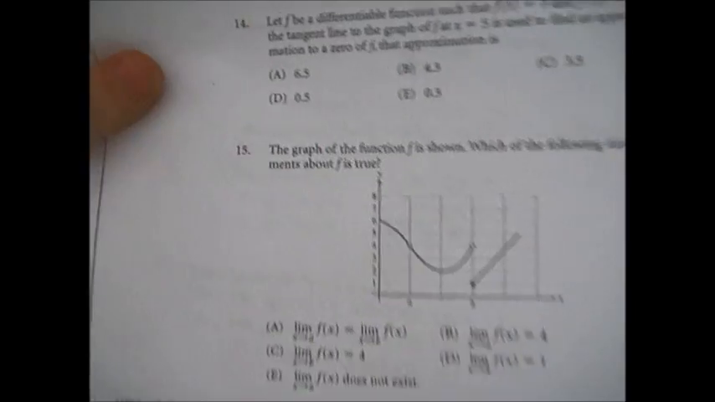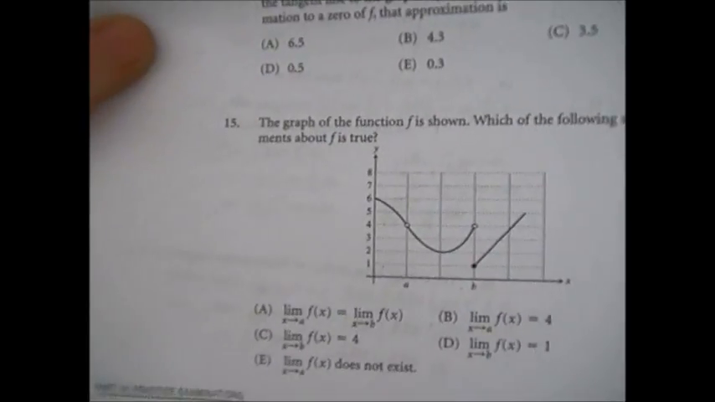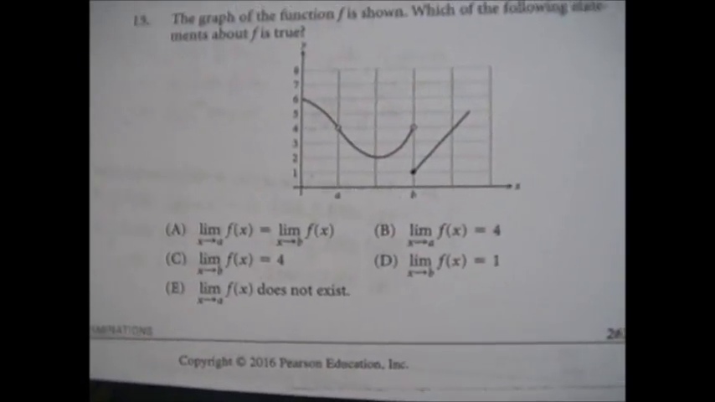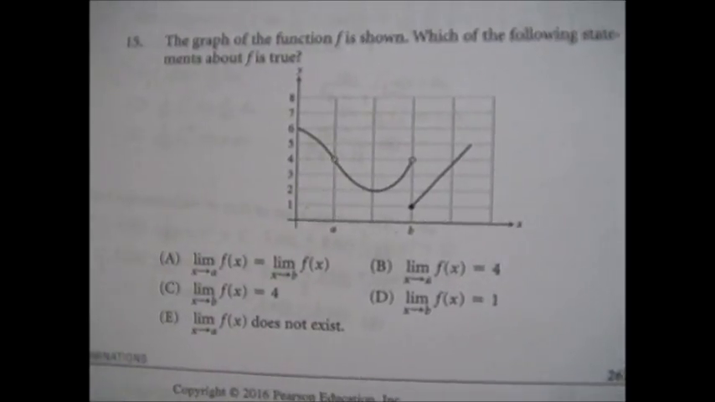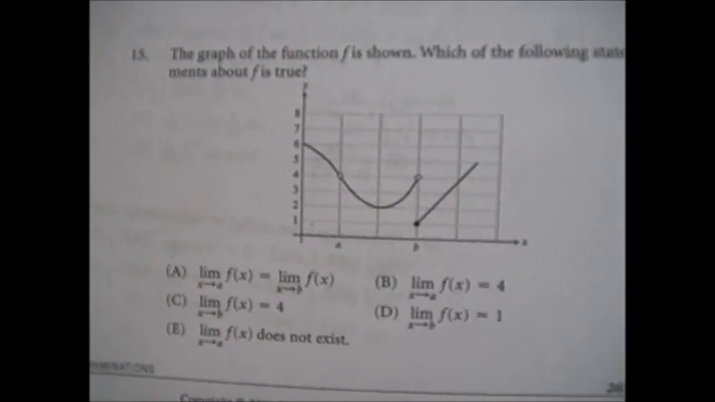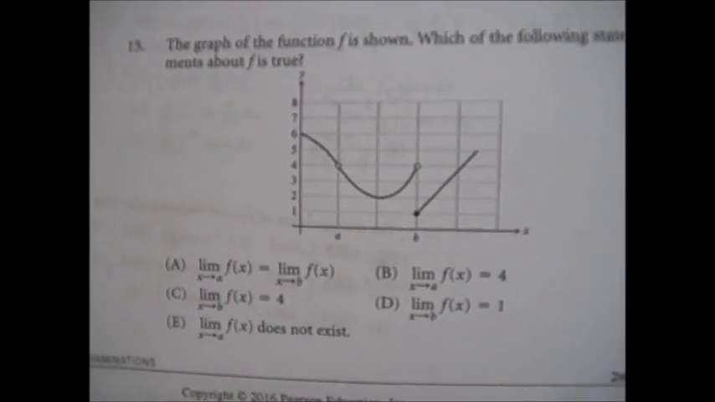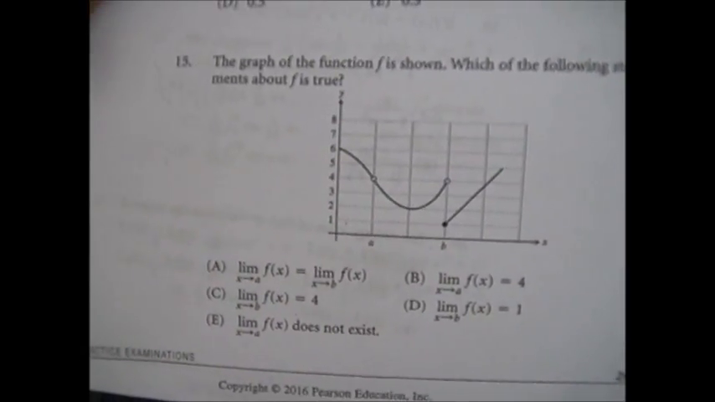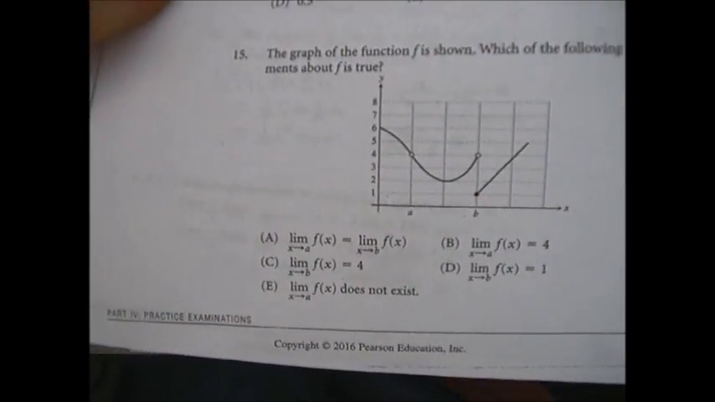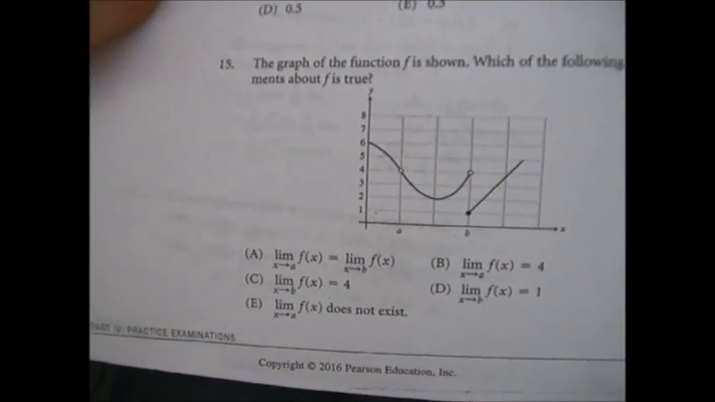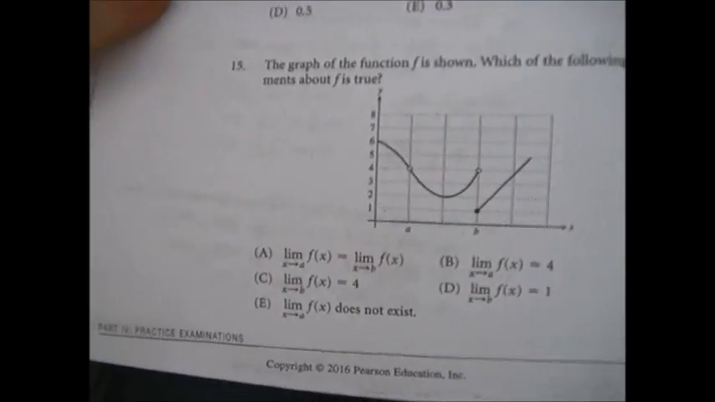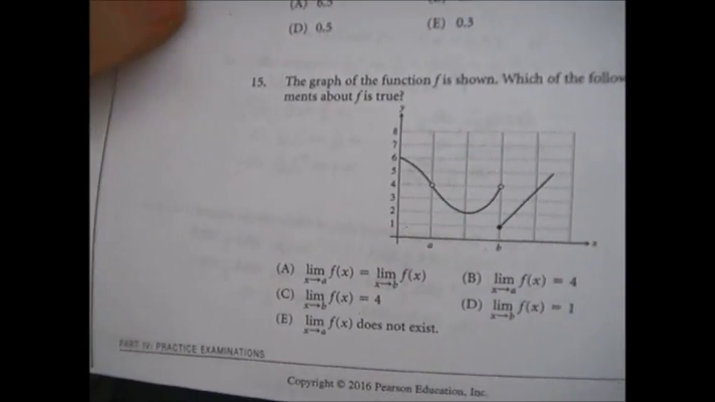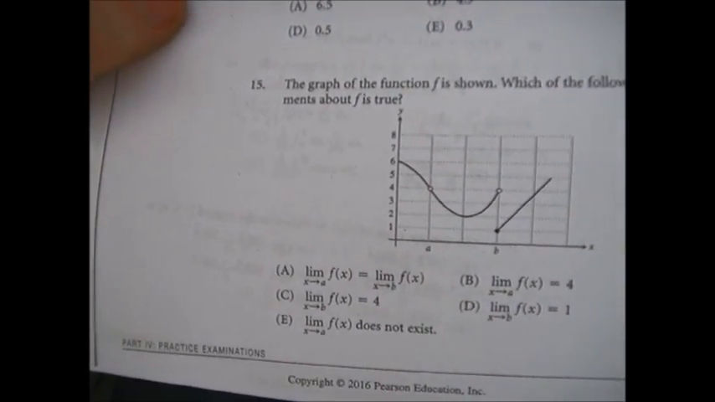For 15, the graph of the function is shown. We want to know which one of these is true. Okay. Looking at choice A, it says, is the limit as x approaches A the same as the limit as x approaches B? Well, what do I know about B? Is there even a limit at B? No, because what do you need for a limit? The limit from the left has to equal the limit from the right. So if I'm looking at B, there is no limit there. So A is gone.